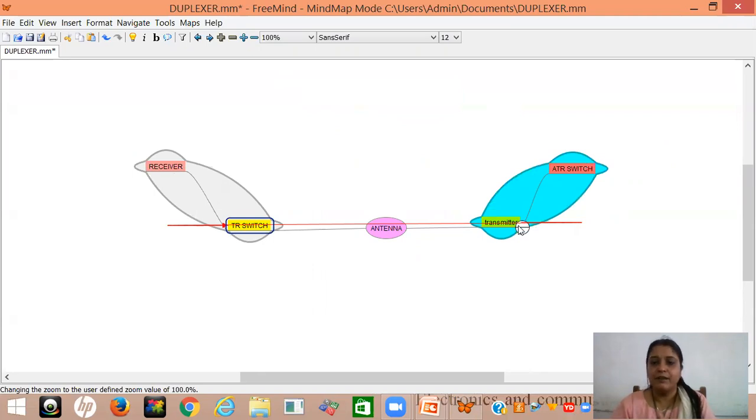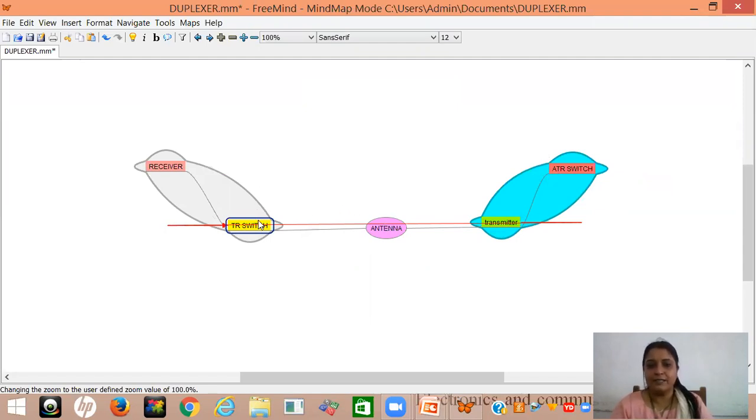During the transmission process, what will happen? The signal will enter into the TR switch as well as the ATR switch. The red color line indicates it is entering into the TR switch also. Therefore, both are ionized and they will act as a short circuit. Now whatever signal is there will enter into the antenna, because now it is a short circuit here and a short circuit here. The receiver is disconnected here.